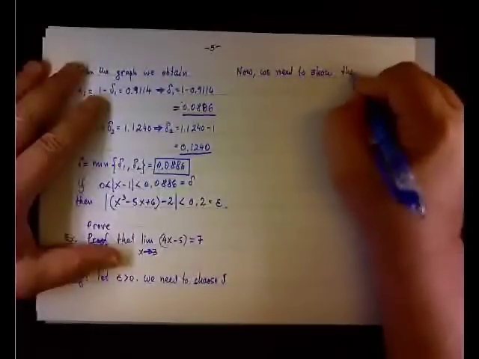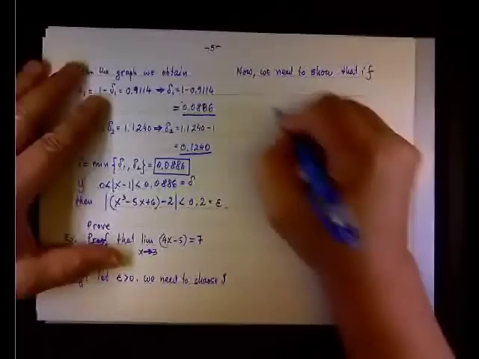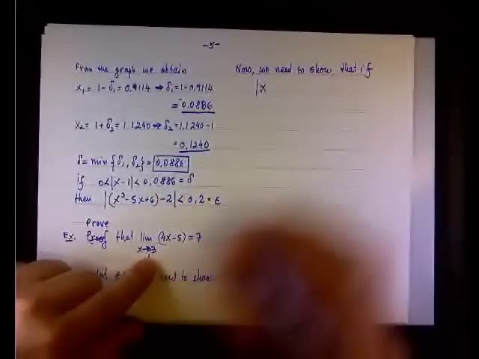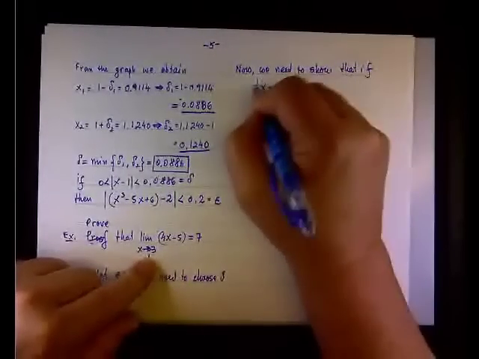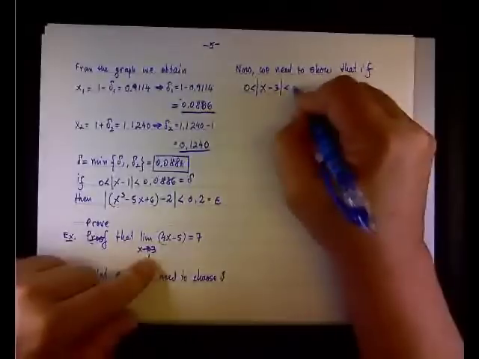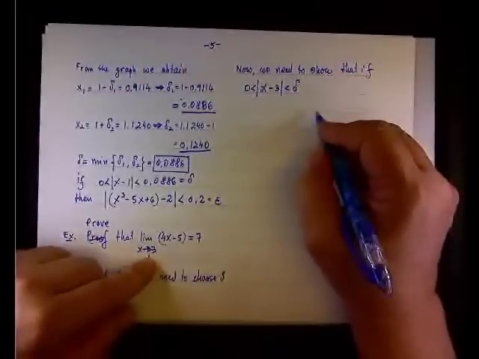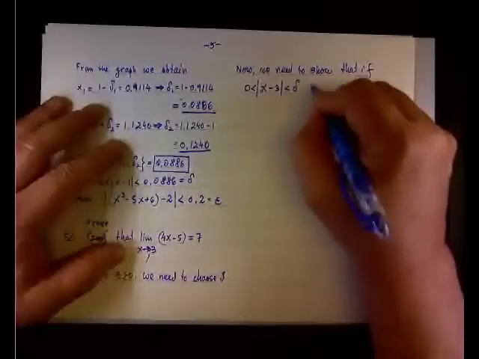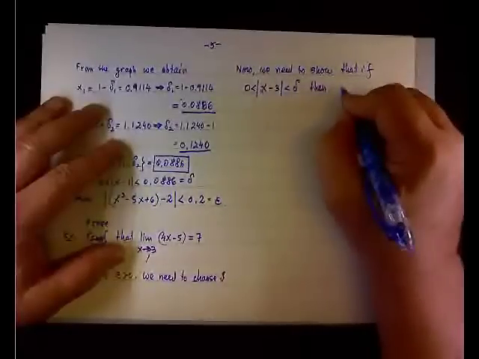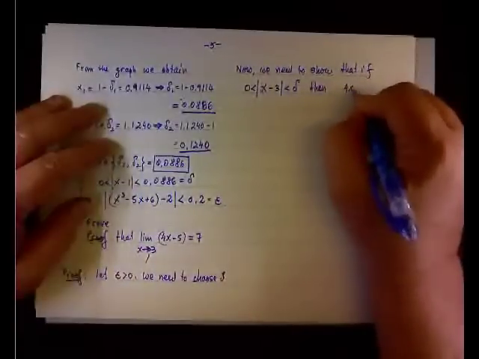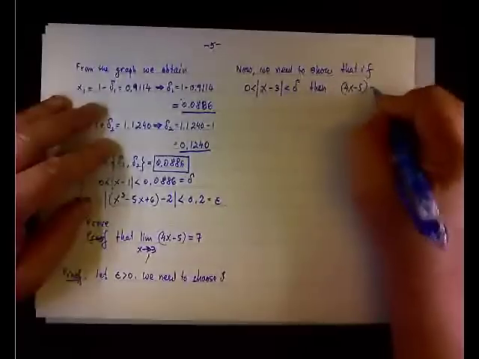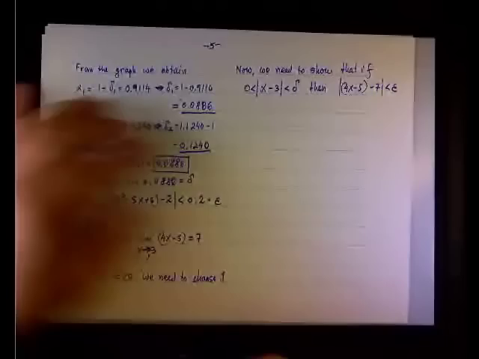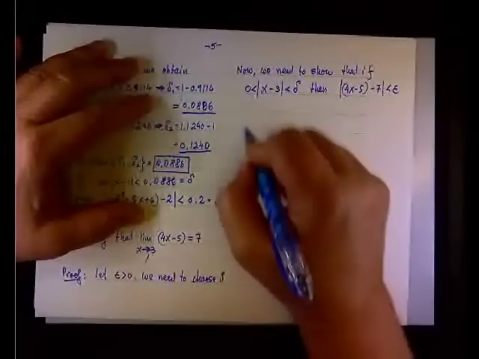that if the absolute value of x minus 3, since x is approaching 3, is positive but less than some delta, then the absolute value of 4x minus 5 minus 7 is less than that epsilon. Okay? So we're going to start right here.